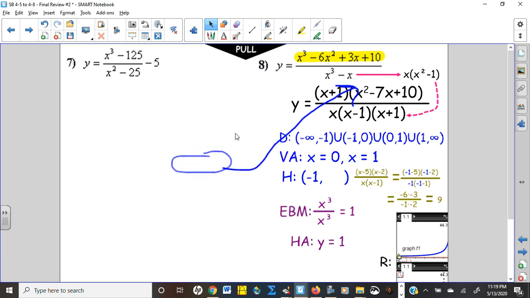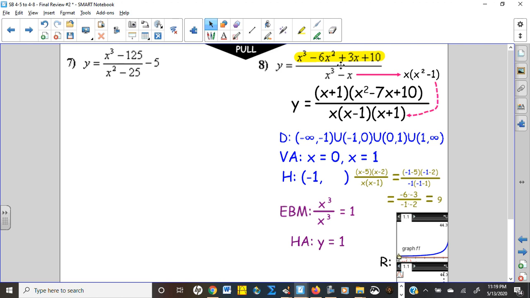That could be factored, by the way, into x minus 5, x minus 2. I didn't do it because I just knew that factors of 5 and 2 weren't going to cancel with anything else. I wasn't going to get any more holes. So I just kind of left it like that for now.